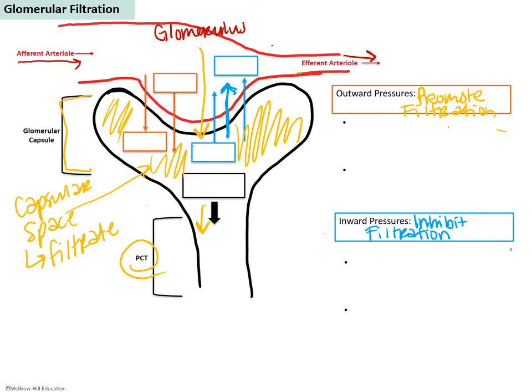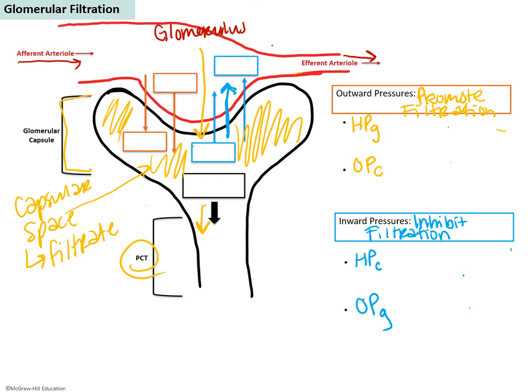So for now, let's just write out what these all are. So the two pressures that we talked about that are promoting filtration are going to be that hydrostatic pressure of the glomerular capillaries and the colloid osmotic pressure of the capsular space. So these other ones down here that inhibit filtration are going to be the hydrostatic pressure of the capsular space and the colloid osmotic pressure of the glomerular capillaries.